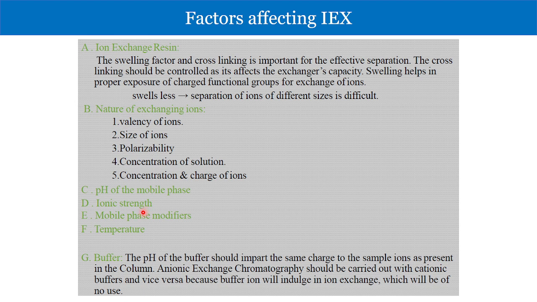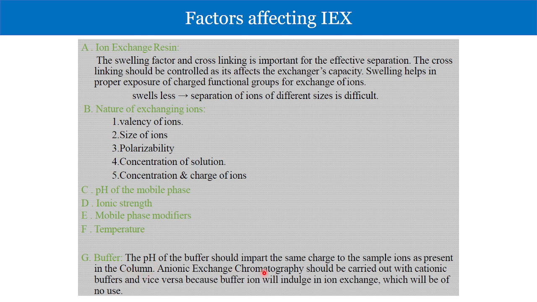Then the ionic strength. Often what happens is, if you have a much higher salt concentration or a lower salt concentration, it does not allow the binding, and the entire thing gets eluted out much before that. It does not undergo even binding, and the entire thing just elutes out in the first step. Then temperature and modifiers, though they do not play a much higher role, are still important.